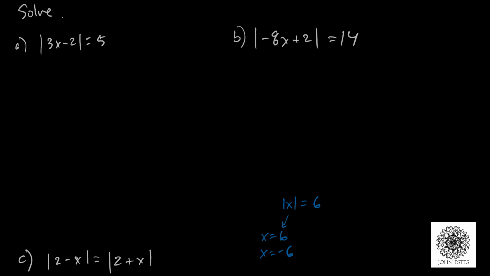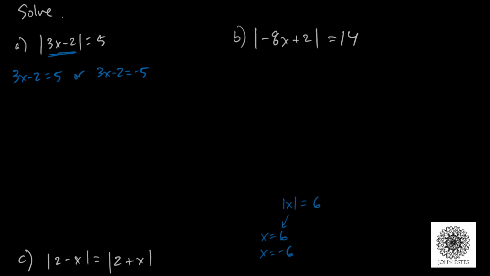So how does that apply to these equations? Well, here when I say absolute value of 3x minus 2 equals 5, I'm saying that this expression is 5 units away from 0. And that could be 5 units in the positive way or in the negative way. So I end up with two equations: 3x minus 2 equals 5, or 3x minus 2 equals negative 5.